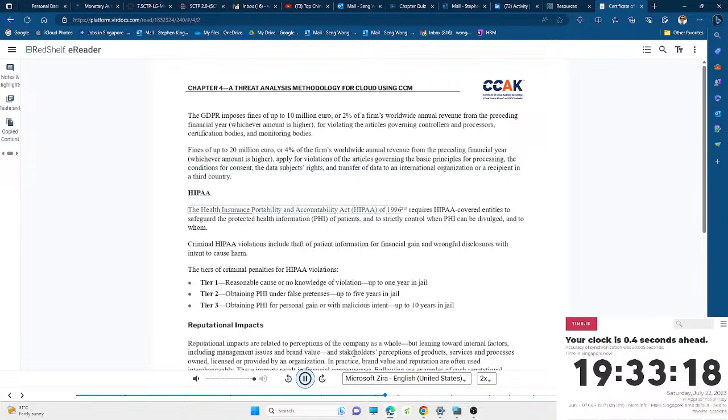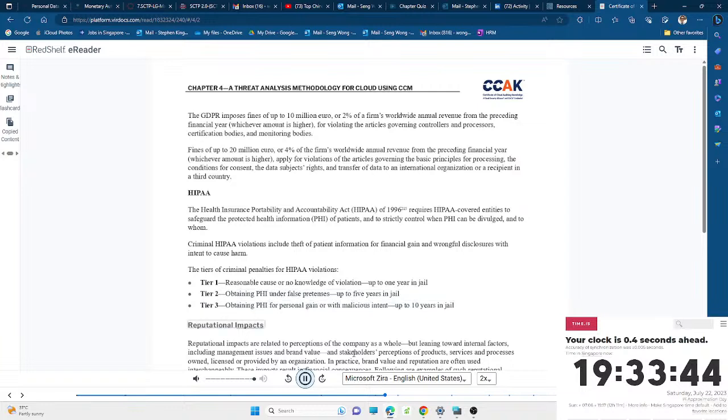HIPAA. The Health Insurance Portability and Accountability Act, HIPAA, of 1996 requires HIPAA-covered entities to safeguard the protected health information, PHI, of patients, and to strictly control when PHI can be divulged, and to whom. Criminal HIPAA violations include theft of patient information for financial gain and wrongful disclosures with intent to cause harm. The tiers of criminal penalties for HIPAA violations: Tier 1, reasonable cause or no knowledge of violation, up to 1 year in jail. Tier 2, obtaining PHI under false pretenses, up to 5 years in jail. Tier 3, obtaining PHI for personal gain or with malicious intent, up to 10 years in jail.